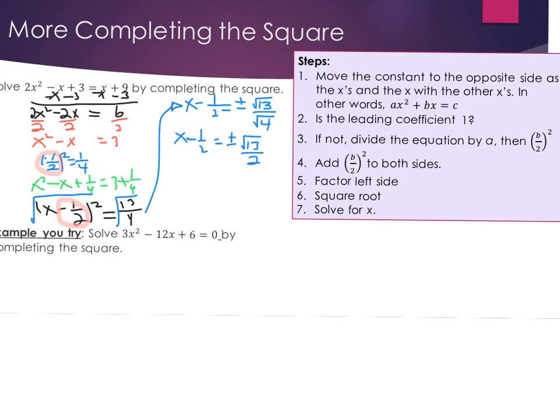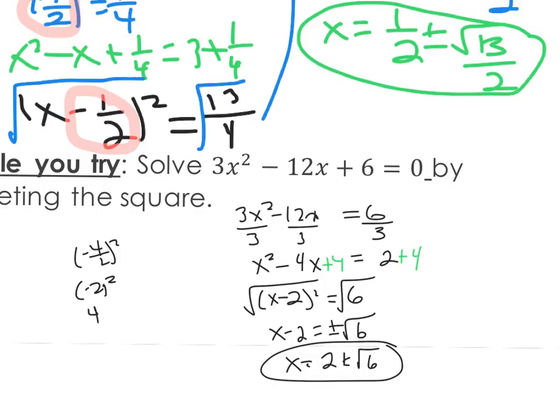In our case, we are going to add 1/2 to each side. So x equals 1/2 plus or minus the square root of 13 over 2. And that's it. Try the example you try. Hopefully you found your final answer to be x equals 2 plus or minus the square root of 6. And that's all we got.